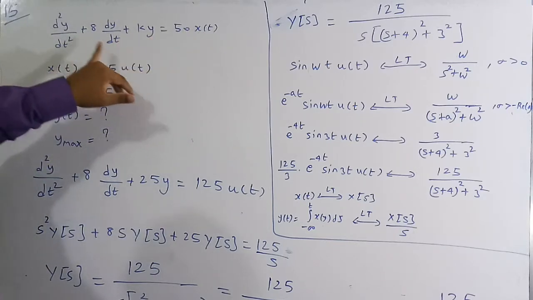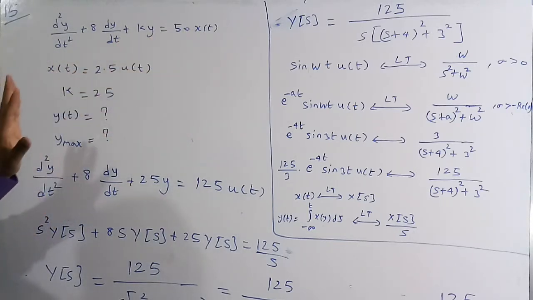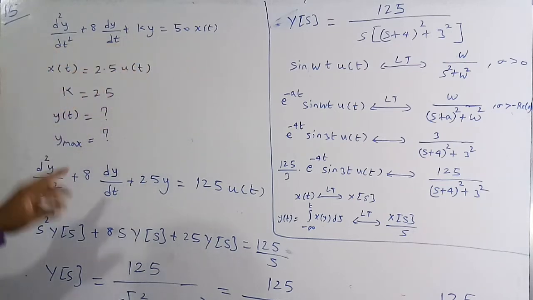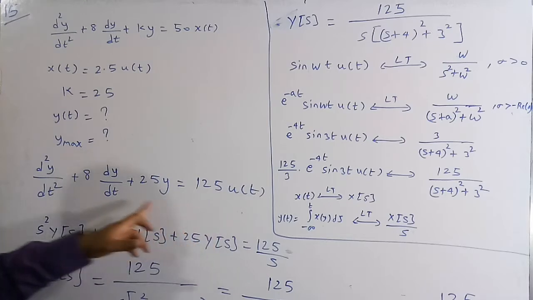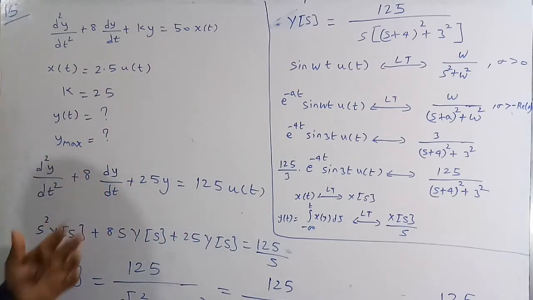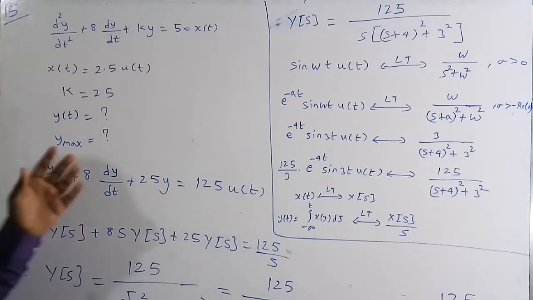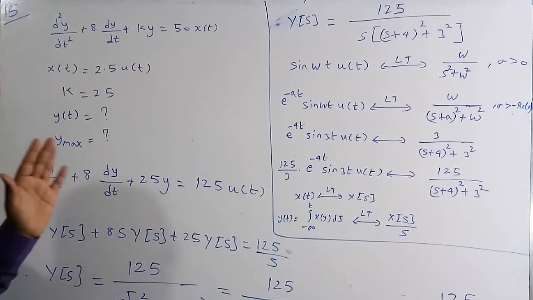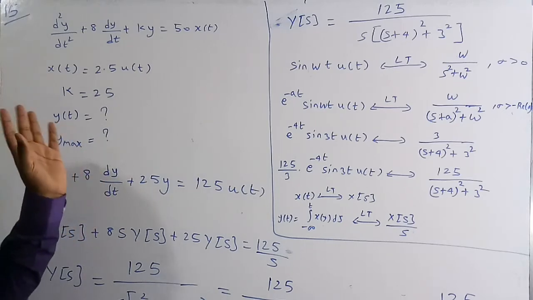So finally what I am going to get in this manner. After substituting k is equal to 25 and x of t is equal to 2.5 into u of t in this equation, this is the equation I am going to get. Now this equation I need to solve in order to get the response y of t. Here in this question they have not given any initial values of the y of t.